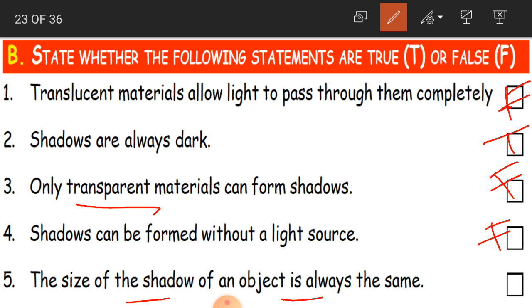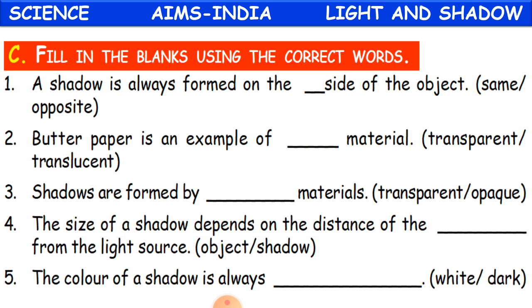Is it true, children? No, it is again false. Why? Because as the light is close to the object, the shadow size increases. As the light is far away from the object, the shadow size decreases. So the size of the shadow of an object is not the same. Clear, children? Yes, now clear.